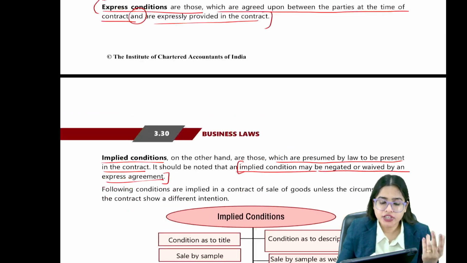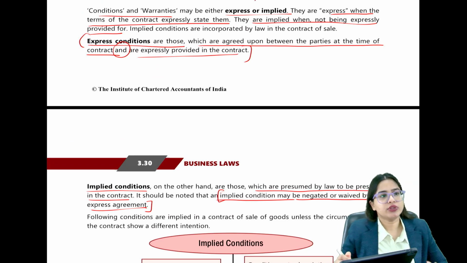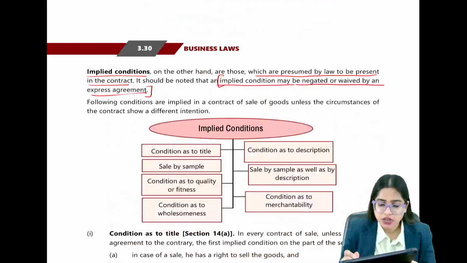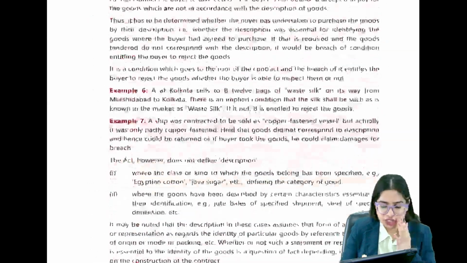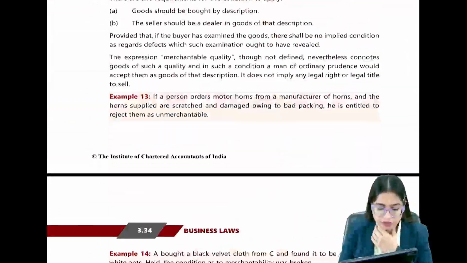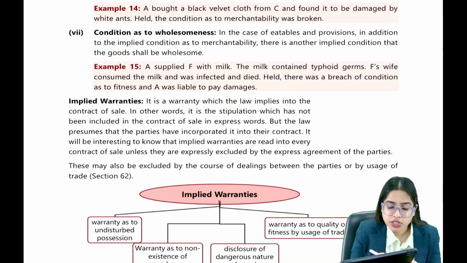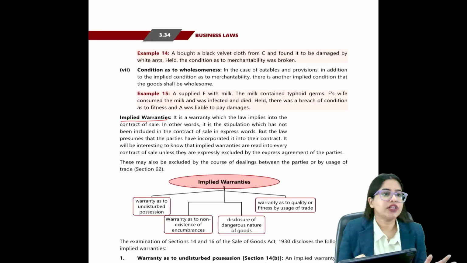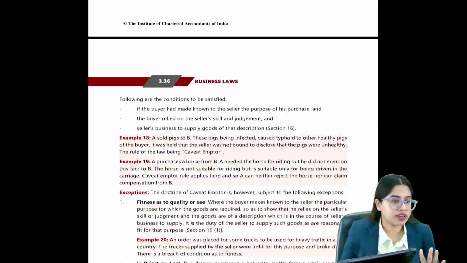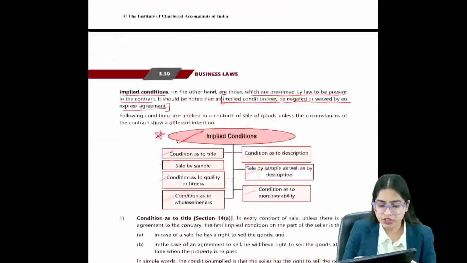So conditions are two types, express and implied, and warranties are also two types, express and implied. Now there is a topic of implied condition which is very important. There are 7 types of implied conditions. After that, if you come to page number 3.34, there is a topic called implied warranty. These two topics are very important. After these two topics, consider your lesson done: implied condition and implied warranty.